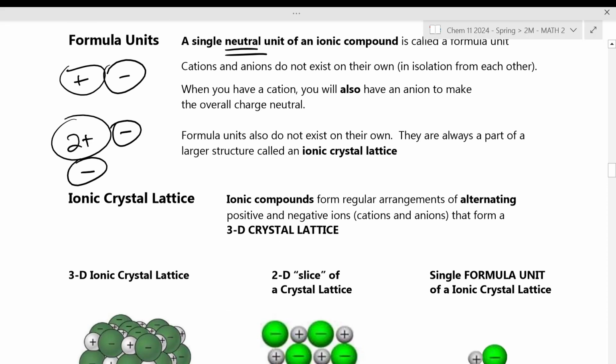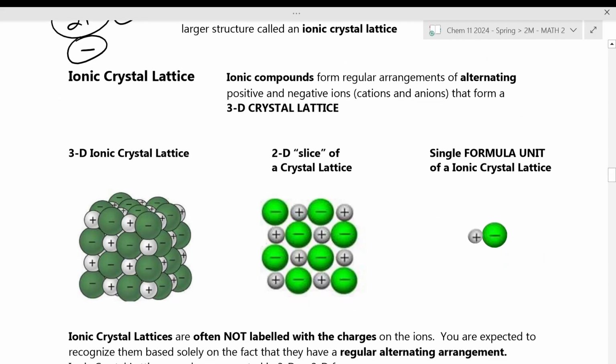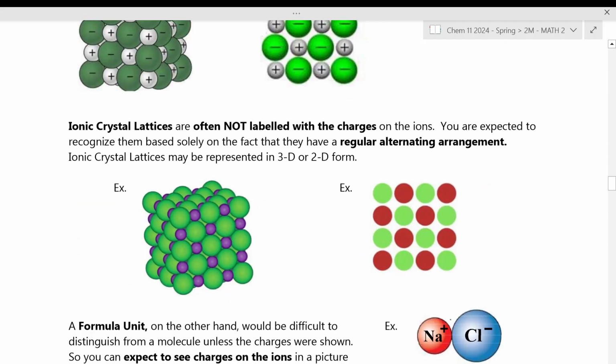An ionic crystal lattice. You'll notice that it's really organized. A 2D slice looks like that. A single unit looks like that.